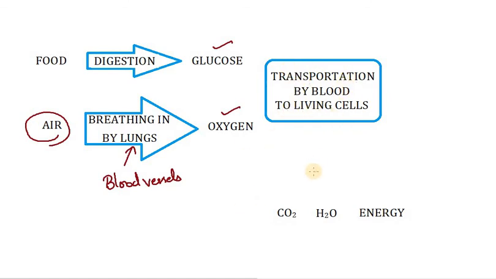These living cells, for their day-to-day living, require energy. How do they obtain this energy? They use this oxygen to burn this glucose. So oxygen and glucose together give you carbon dioxide plus water plus a huge amount of energy. So each molecule of glucose, when it is burned by the oxygen, gives carbon dioxide, water and energy in the process. This process is called respiration.